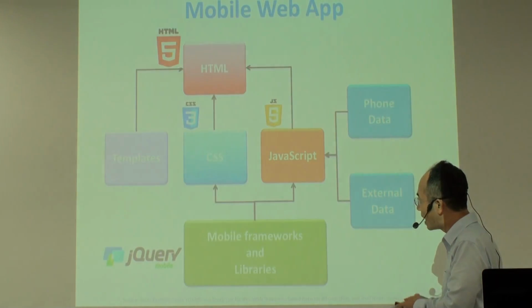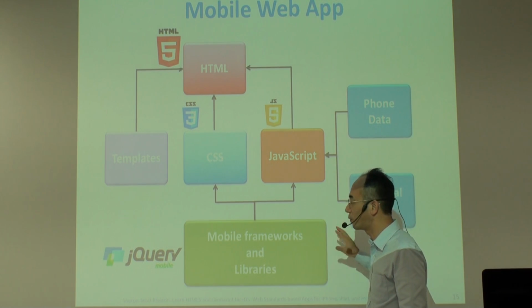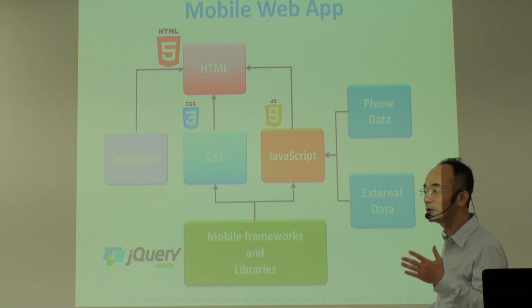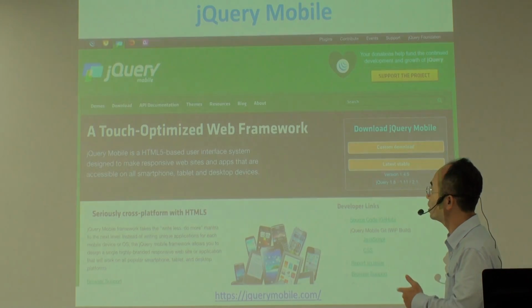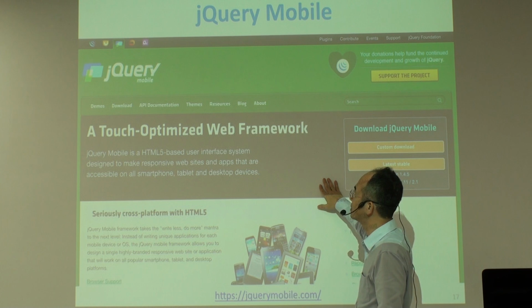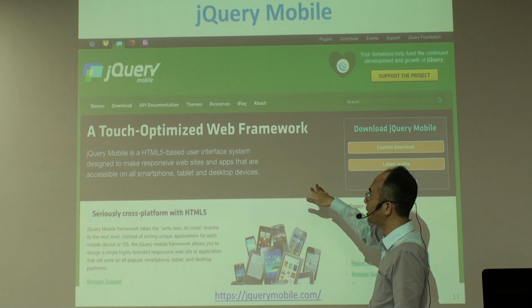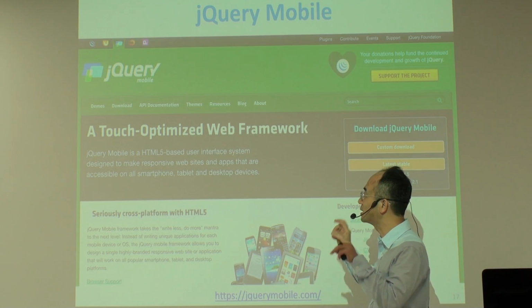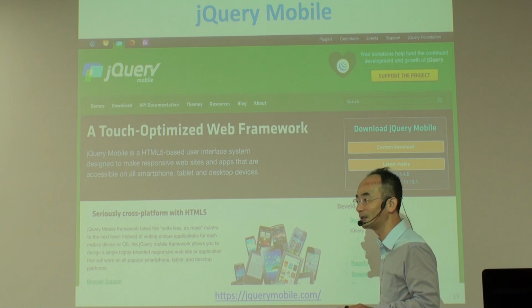So let's talk about the mobile frameworks and libraries. First, I will introduce you the most dominant framework, that is jQuery Mobile. It is a touch-optimized web framework. And jQuery Mobile is an HTML5-based user interface system. Notice here, it is a user interface system, a UI system.